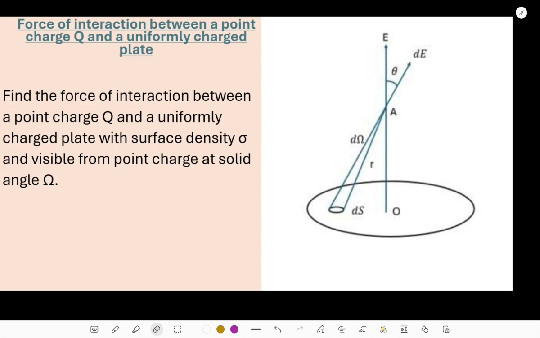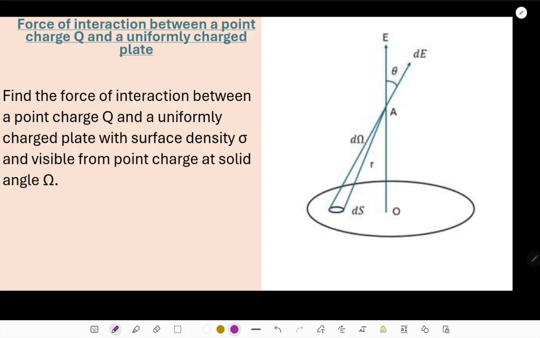The statement of the problem is: find the force of interaction between a point charge Q and a uniformly charged plate with surface density sigma, visible from the point charge at solid angle sigma. This is some sort of infinite plane, so the boundary of the surface is not important. You will need to consider it as an infinite plane.